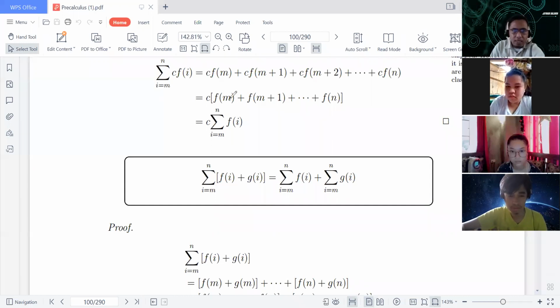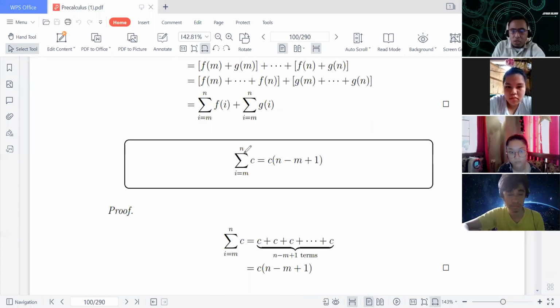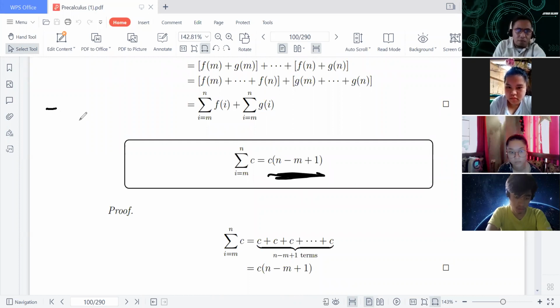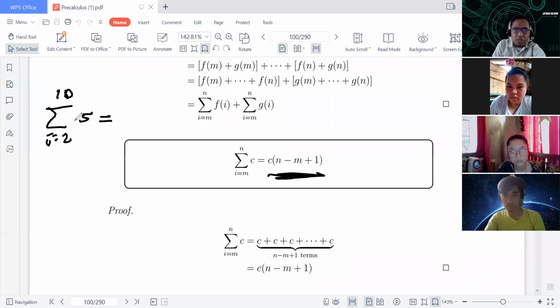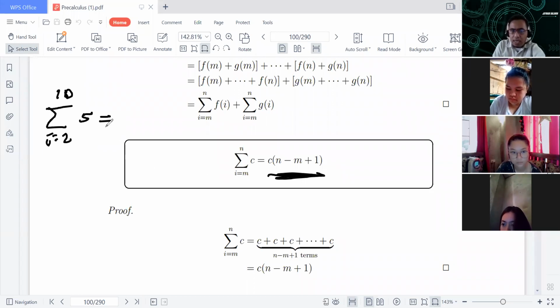So next formula that you will see, this one is very useful. If you are given the summation of any constant c, where i ranges from any value m to n, that is just equal to this. Example, if you have summation of 5, say your c is 5, because c is a constant, right? Where i ranges from 2 to 10. So in this case, your c is 5, your m is 2, and your n is 10.